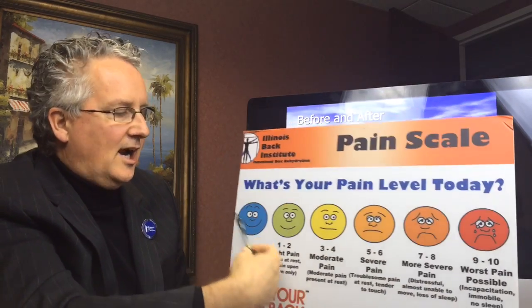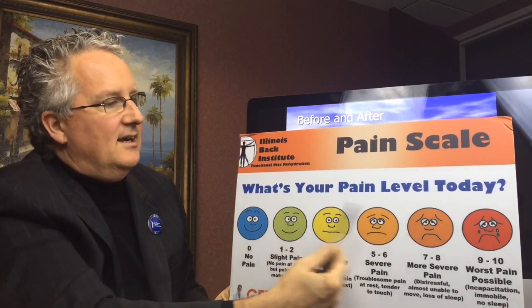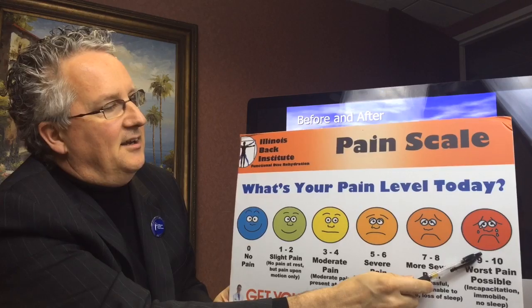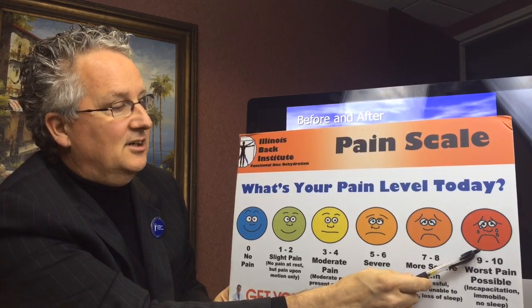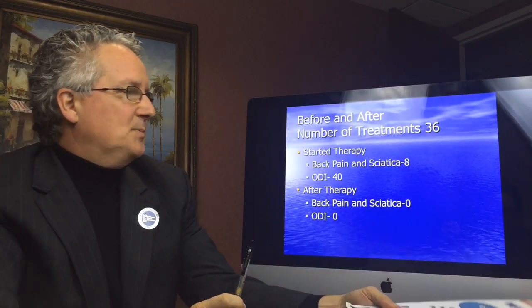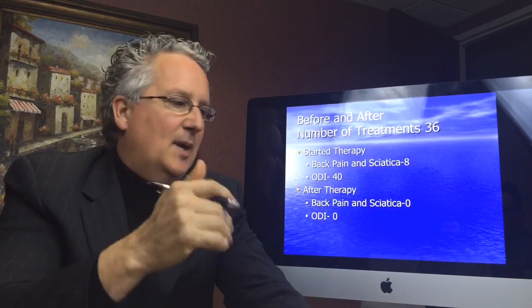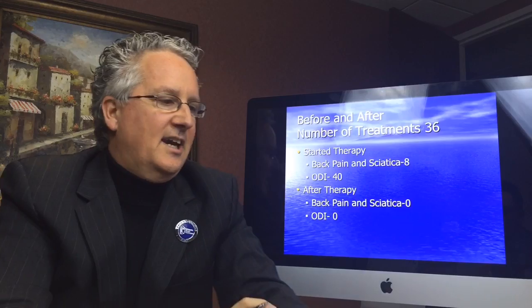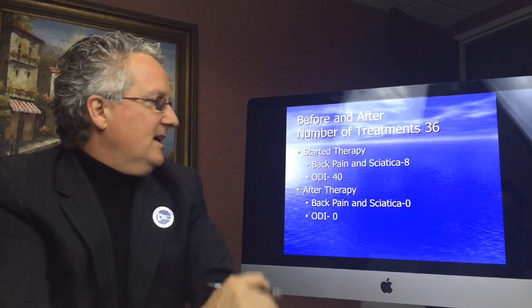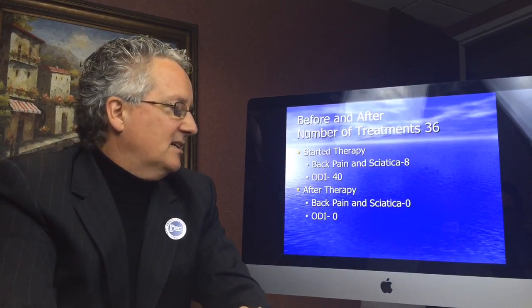0 means you're happy and you have no pain, and 10 means you're very sad, because it hurts. It's hard to deal with. So we score it. His particular case, he had an 8. He had pretty severe back pain. Falls under the category of more severe. He had an Oswestry disability index of a 40.